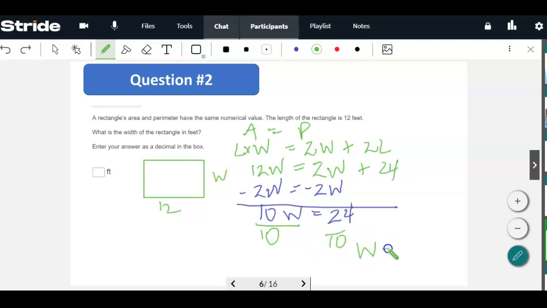And then W is equal to, you can simplify, but we can go ahead and change that to a decimal. It's 2.4. All right, so let's just review that, make sure we got that correct. So we have the length times the width times twice the length. It does say that the length is 12. So we do 12W and then we substitute the 12 here. We get 24. We subtract and then divide.